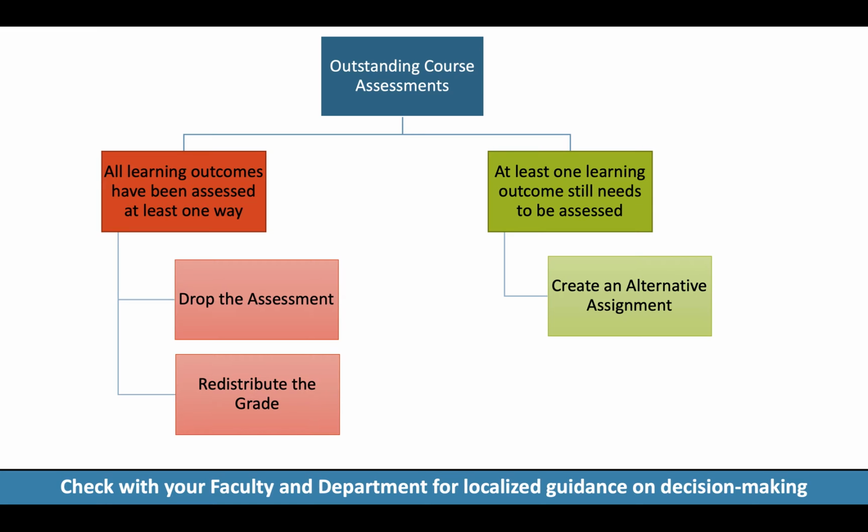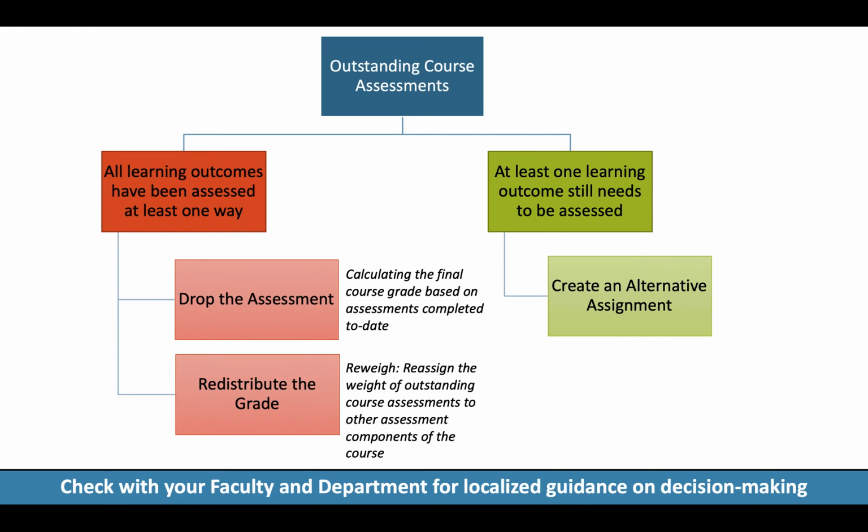So what do I mean by each of these options? To drop the assessment, what you're essentially doing is calculating the final course grade based on the assessments that have been completed to date. If you're redistributing the grade, this is the reweighing option. So you're reassigning the weight of outstanding course assessments to other assessment components that have been completed. Finally, to create an alternate assignment means to create an alternative form of either engagement or performance and having your students complete that in lieu of the assignment that may have required face-to-face engagement.